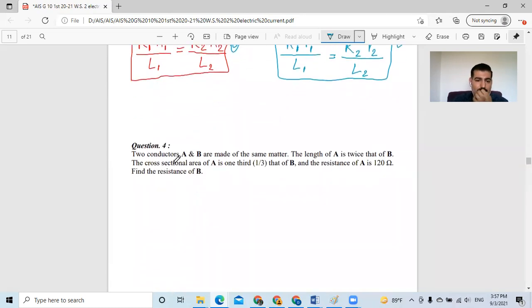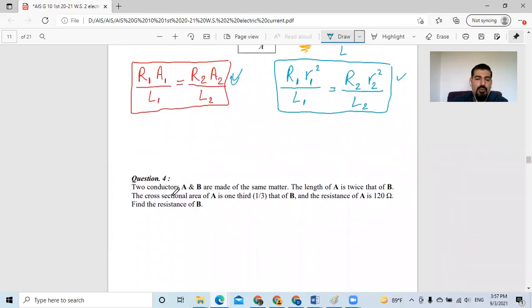Okay, question number 4. What do we have? Two conductors A and B are made of the same material, the same element, but with different area. The length of A is twice the length of B. So we have two wires, wire A and wire B. I'm sorry, this is A and this is B. For the first thing, we are talking about the length here. The length for A is twice the length for B, so here 2L and here L.